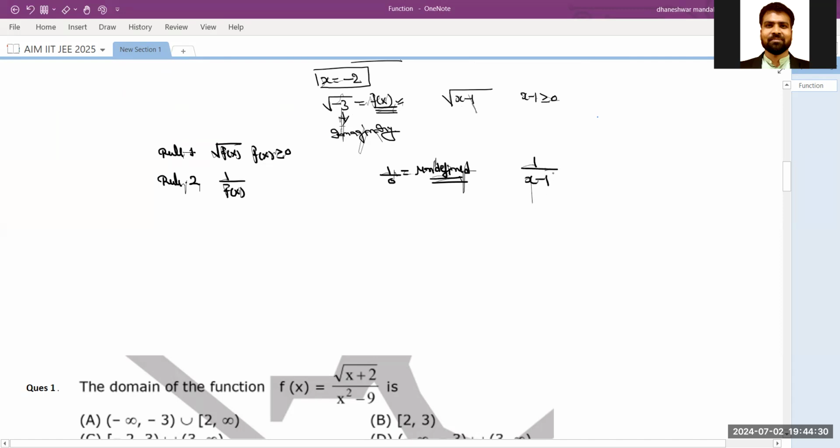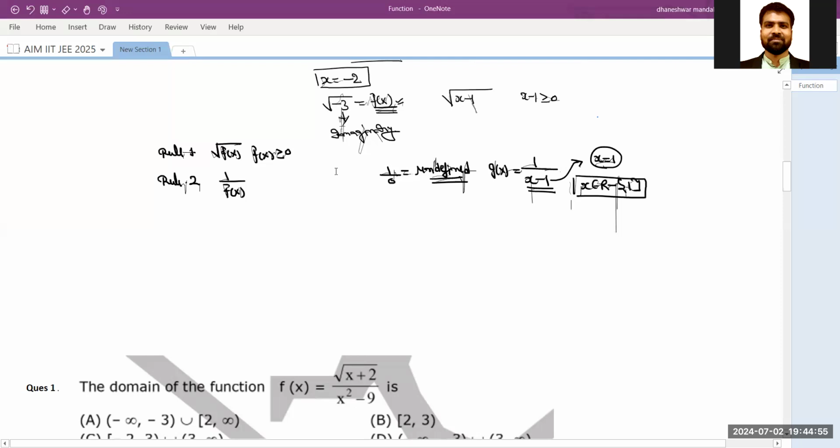See, if x minus 1 is there, so if I take the value of x as 1, then this whole term will not be defined. So I cannot take the value of x as 1. But apart from 1, I can take any value of x. So the domain of this function is real numbers minus {1}.